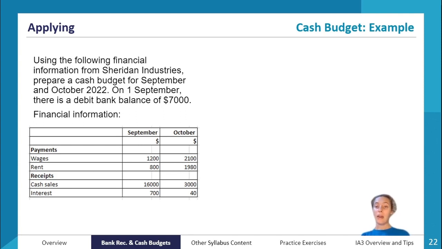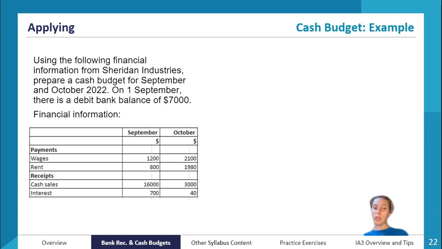Okay, so again, another example. So using the following financial information from Sheridan Industries, we are going to prepare a cash budget for September and October 2022. And we're given the debit bank balance from the previous month, September, which is $7,000. Our financial information is laid out there for those 2 months. We've got the payments and the receipts, what accounts are involved, and the figures for those.